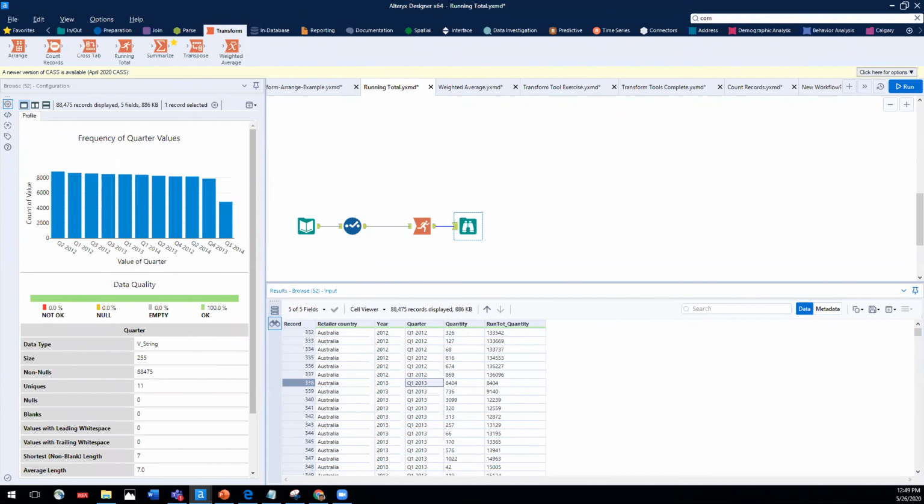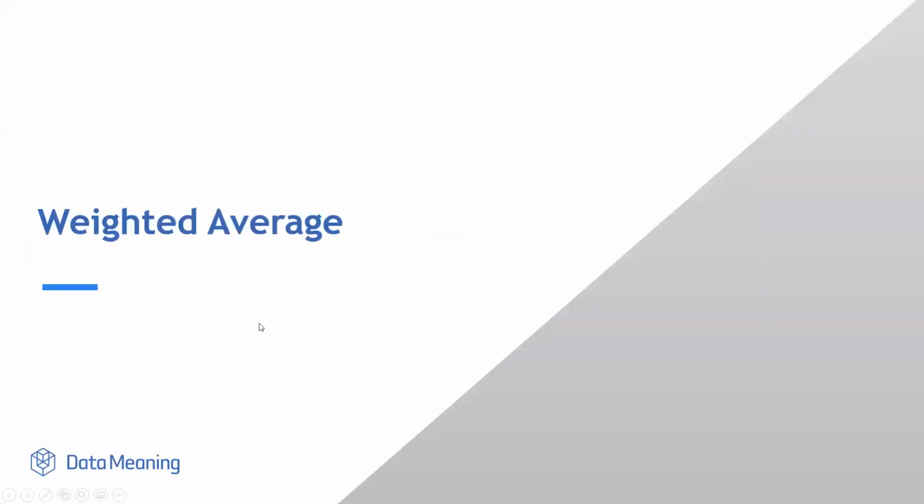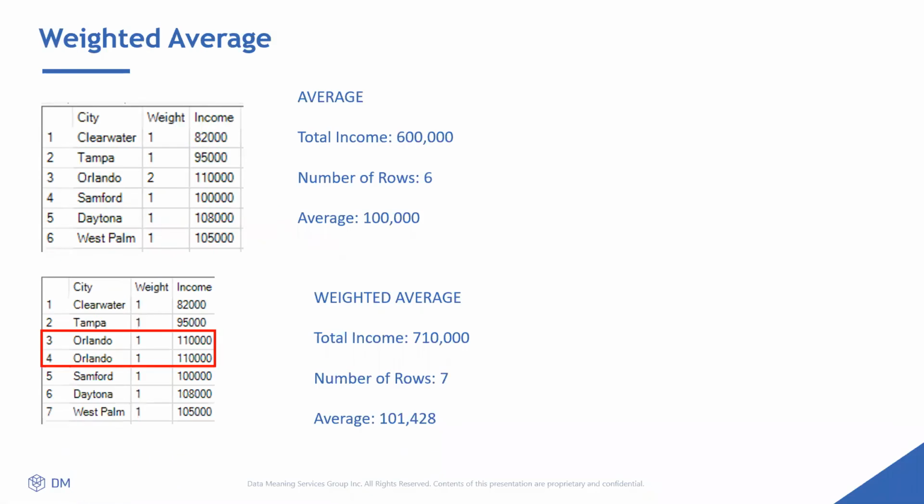All right, let's get back here and click on the weighted average. The weighted average is another one of the tools. Again, I don't think this tool is used as often as it could be. To give you the idea of a weighted average, if I took a regular average and summed up my income, I would get 600,000. If I summed up the number of rows, I've got 6 rows. I could then take 600,000 divided by 6, and I would get my average of 100,000.